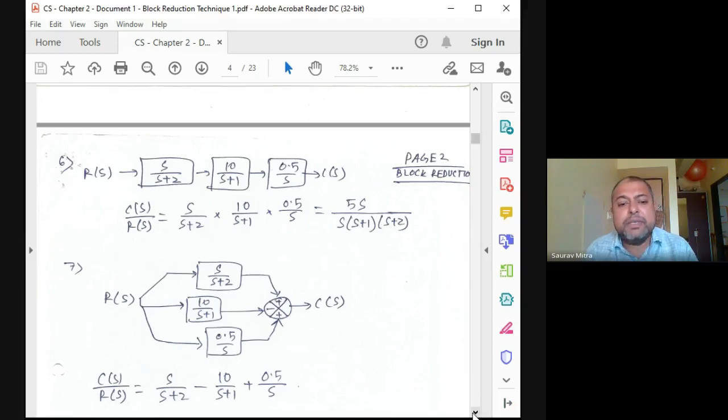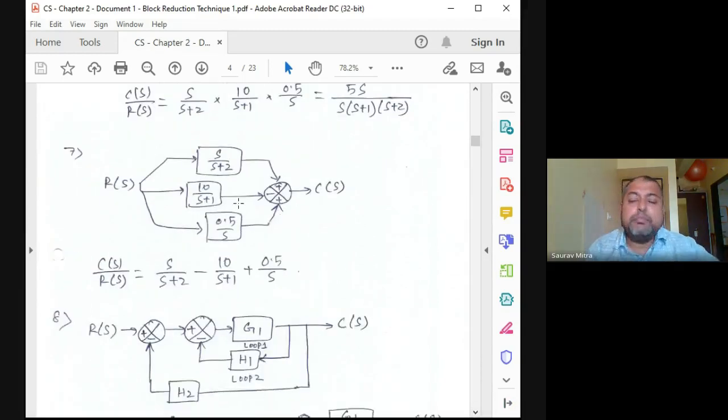And then what is coming is called a parallel connection. Parallel connection means these are the three blocks and they are connected in parallel. So what will be the overall transfer function? But one change you can see here is that this 10 by s plus 1 is connected in subtractive mode. S by s plus 2 and 0.5 by s are in additive mode, but 10 by s plus 1 is in subtractive mode. So what is C(s)? C(s) is equal to s by s plus 2 minus 10 by s plus 1 plus 0.5 divided by s.